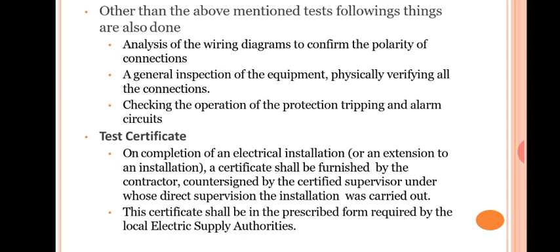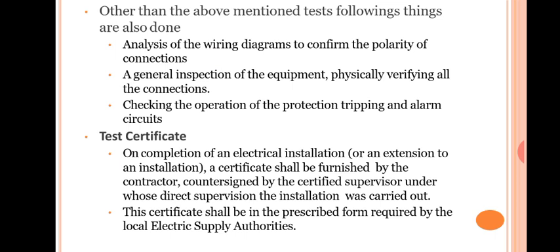A general inspection of the equipment, physically verifying all the connections, and checking the operation of the protection tripping and alarm circuits. അപ്പം അതിൻ്റെ പ്രൊട്ടക്ഷൻ ട്രിപ്പിംഗ് RCDയും അതിൻ്റെ ഒക്കെ ട്രിപ്പിംഗ് സർക്യൂട്ട് കറക്റ്റാണോ ഇല്ലോ എന്ന് ചെക്ക് ചെയ്യാനും നോക്കണം.